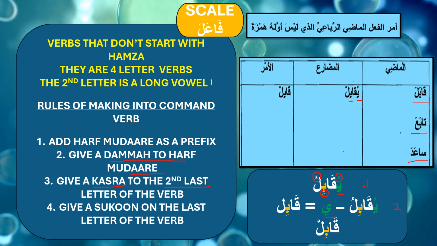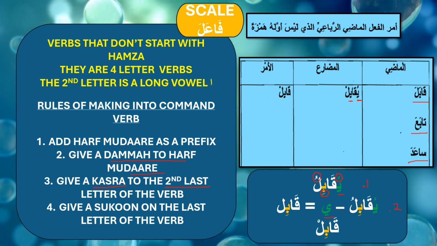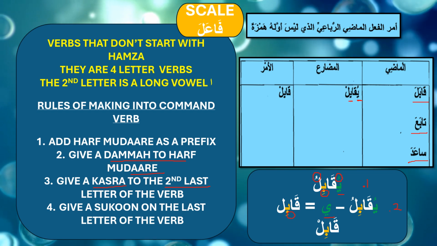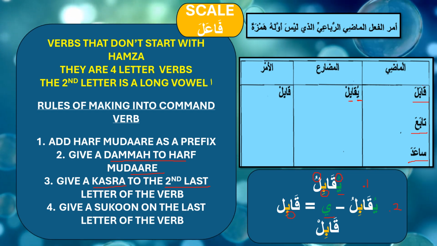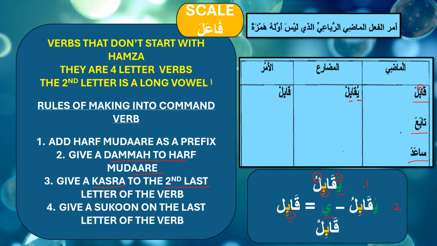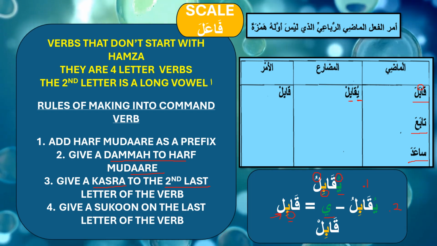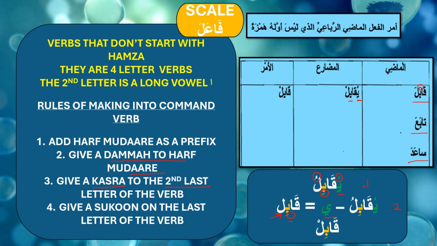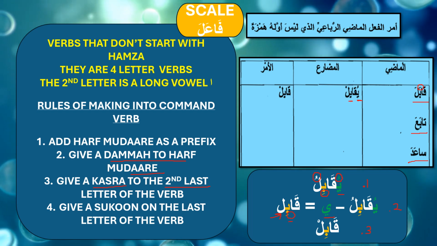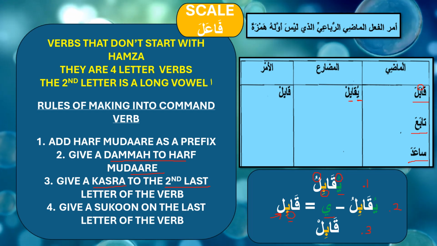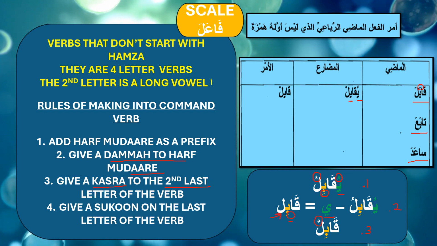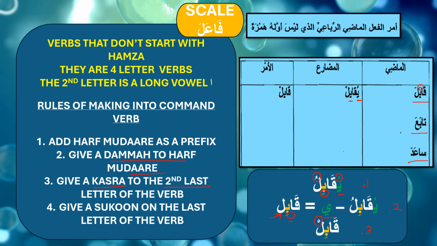Now here the letters are the same, but the harakas have changed. The ba is having a kasra instead of the fatha, as you see in the past tense. The haraka of the second last letter has changed to kasra, and I left the lam alone because in the last step you're going to give a sukoon over it. So this is your third step. Now here there is nothing to be done, no addition, nothing. It is just that you need to give a sukoon on the last letter, that is the lam. So your command is qabil.